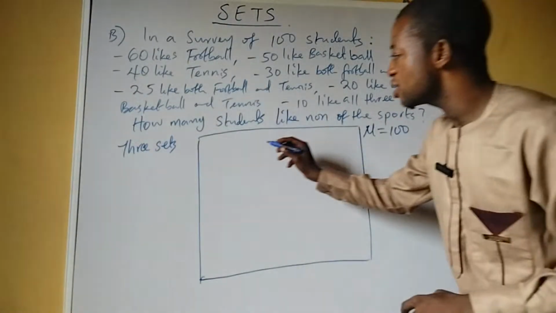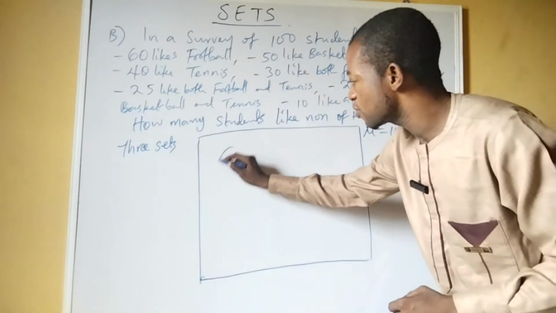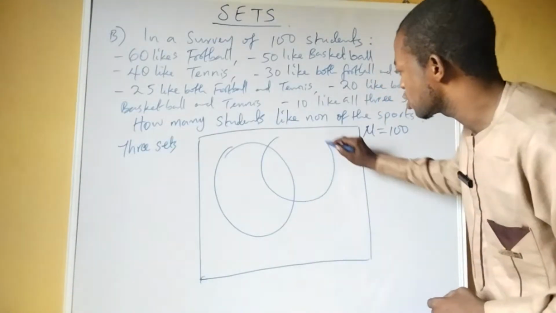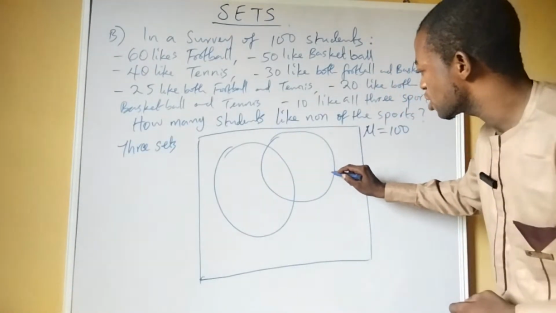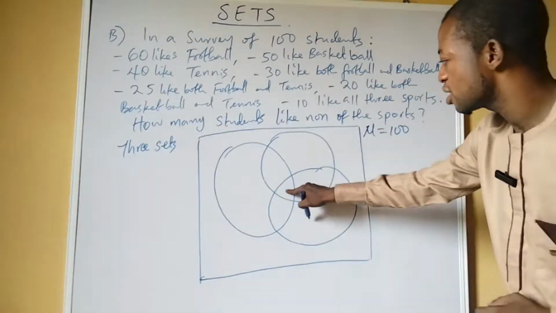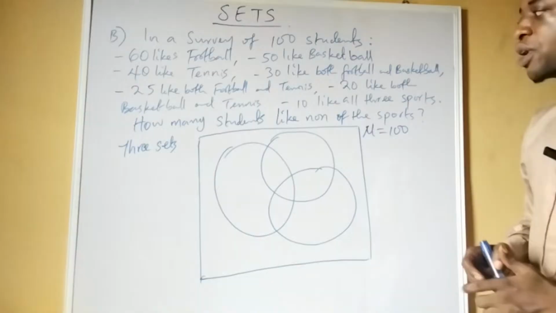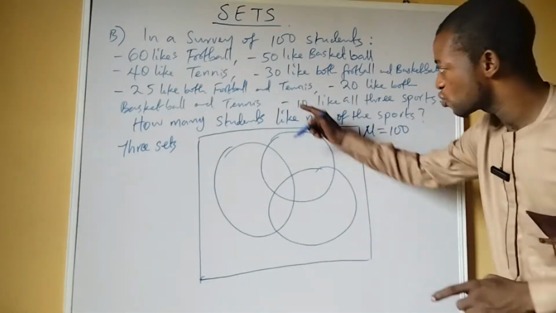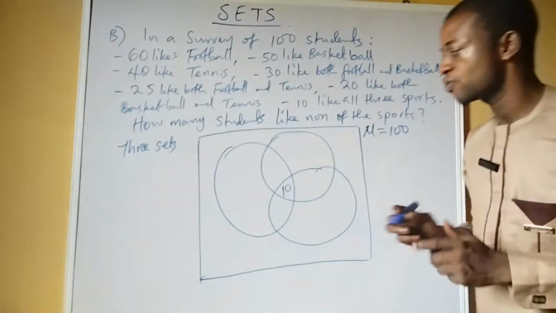So now we are drawing three circles intersecting. The first intersects with the second, and the third also intersects with the two. That is, the three circles intersect here. And where they intersect, we can directly put what is given there. That's 10. No waste of time.